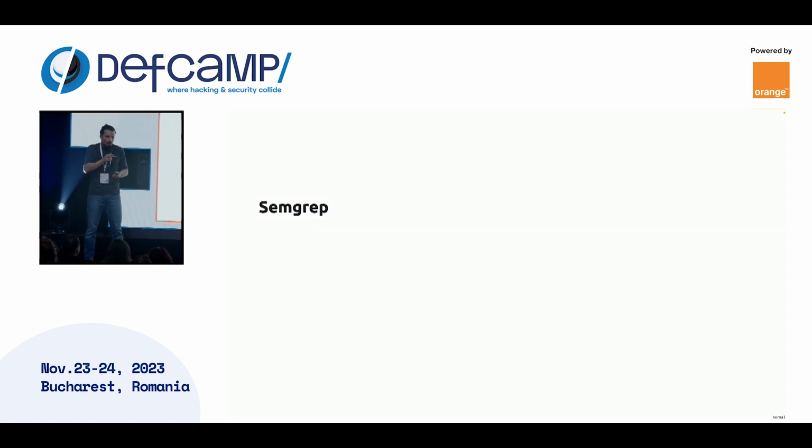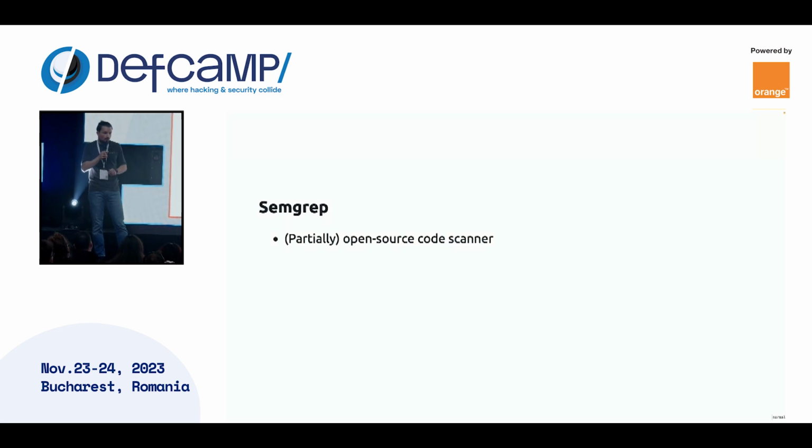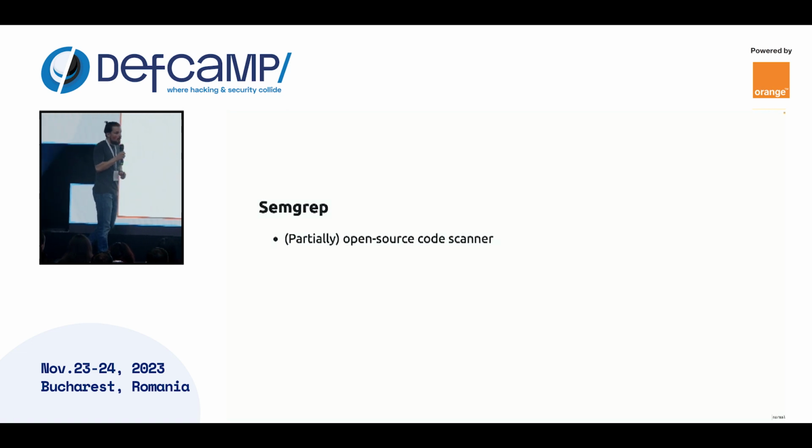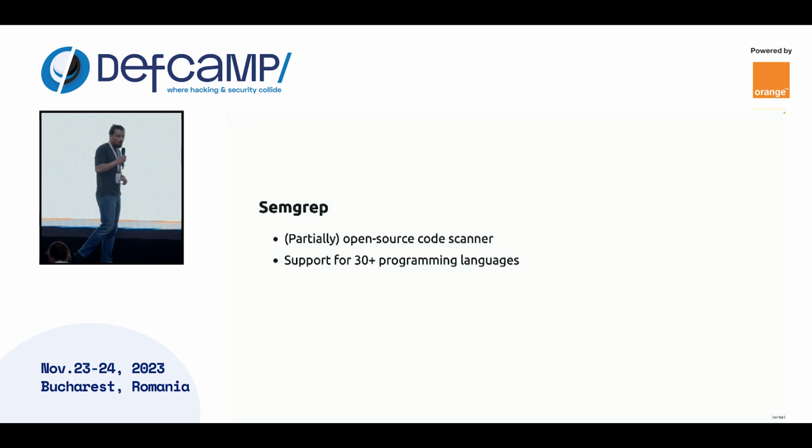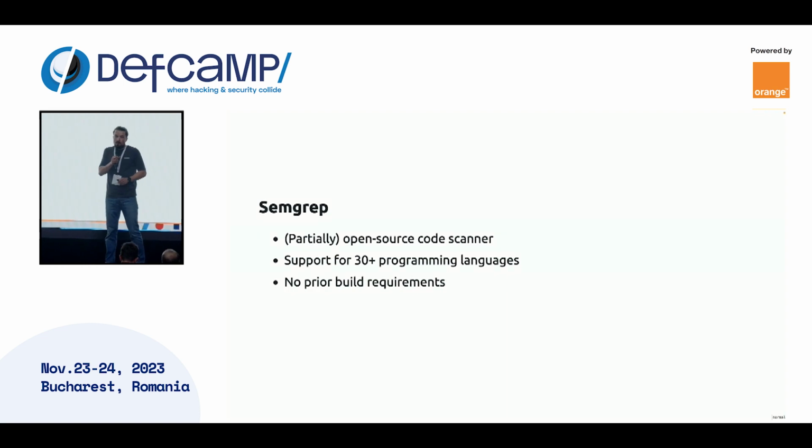So talking about Semgrep, it is a partially open source code scanner. It's basically a startup with an open core model, namely having something in open source but creating a wrapper around that open source tool. It supports a lot of languages, and another fun fact about this tool is that there is no prior build requirement.